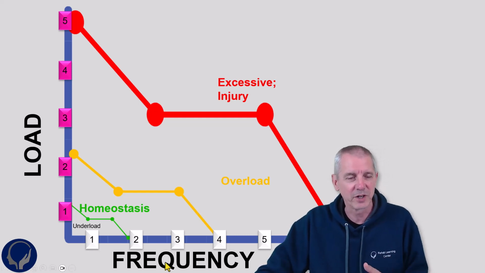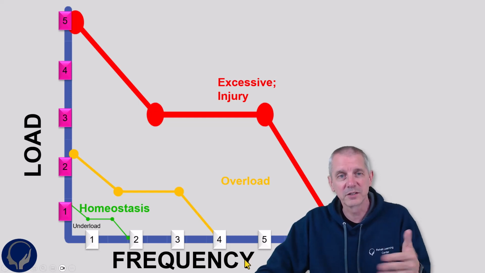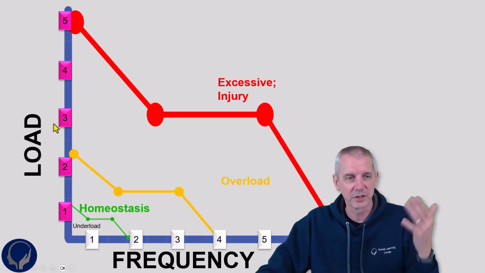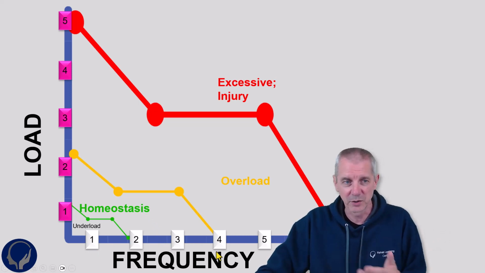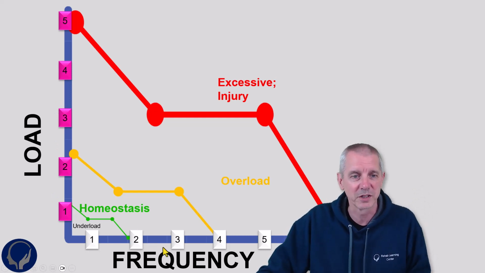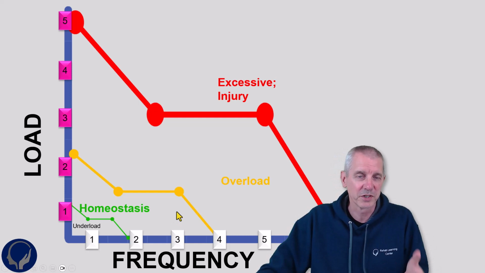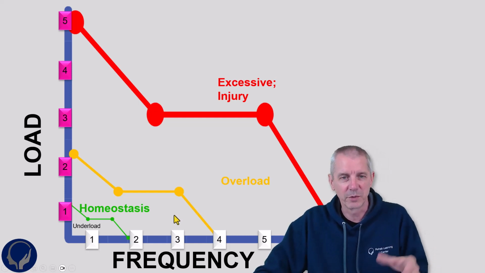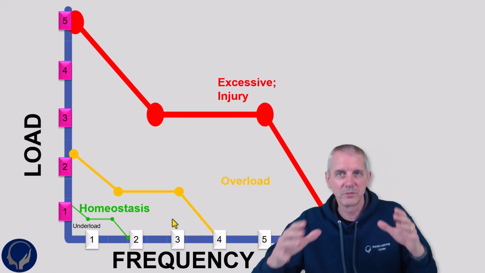So this is the graph that he plotted out, and on the x-axis he has frequency, so how frequent is the load coming on, and then the load is on the vertical axis. For example, and these are just arbitrary numbers, this could be days of the week, and this could be the amount of load. So if you have a frequency of 3 and a load of 1, that would put this particular person and that tissue in the zone of homeostasis.